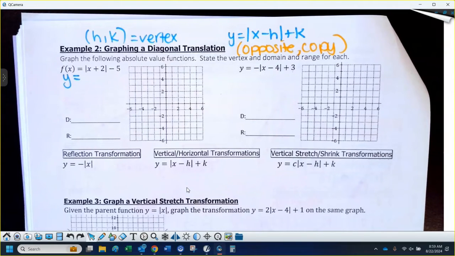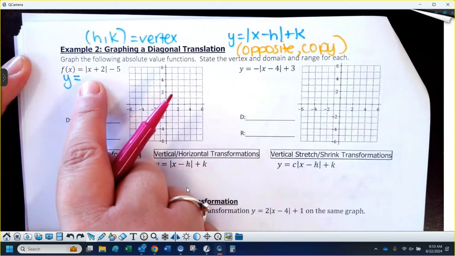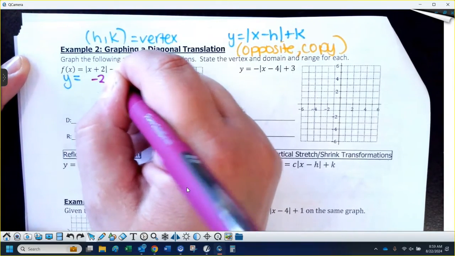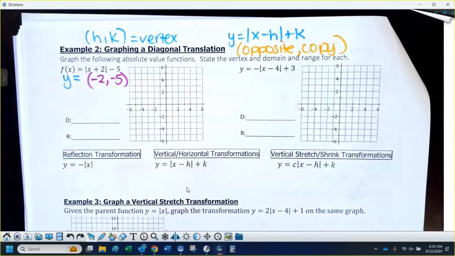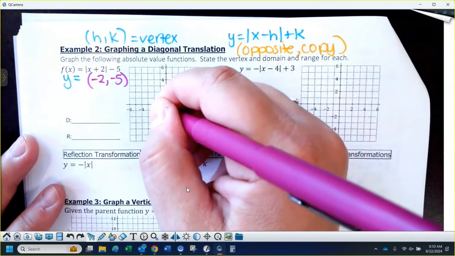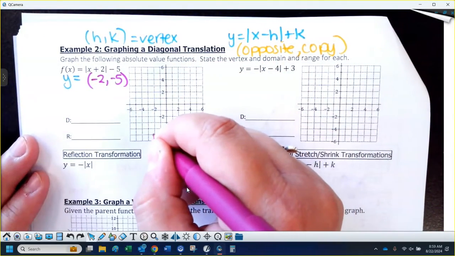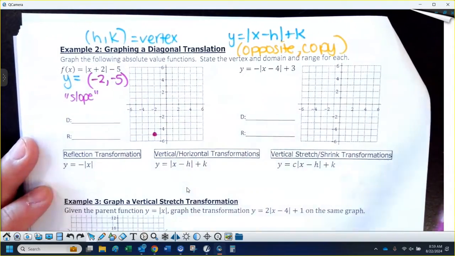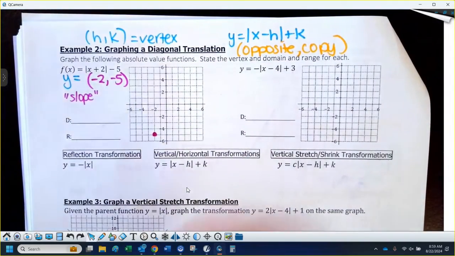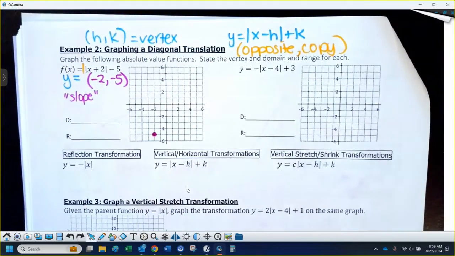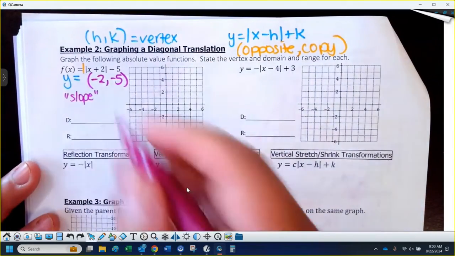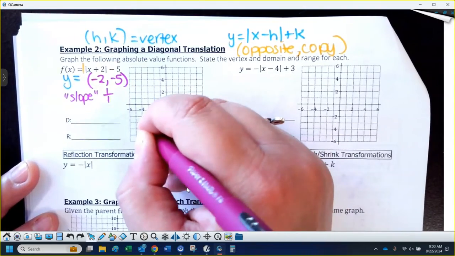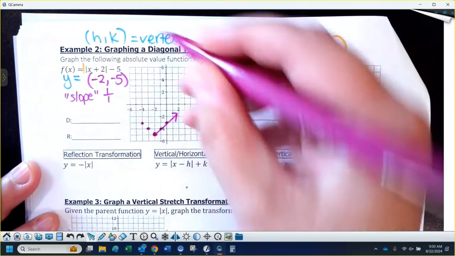So if I'm looking at my lovely absolute value, and I want to find my vertex, opposite, copy: I look at that and I go, okay, -2, -5. That's your vertex. So I'm going to find that point on my graph, -2, -5. And for the slope, you don't have anything out in front of the absolute value, so think of the slope of the two sides as being 1. From that point, just go up 1 over 1 on either side. That'll give you your V shape.